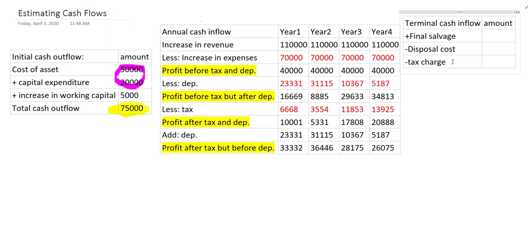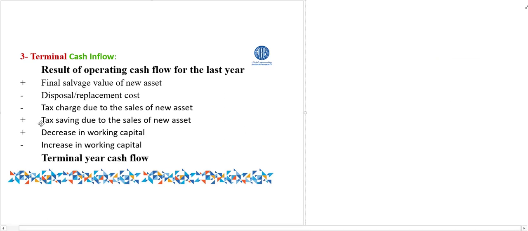Whatever is the amount, we will write down. And if there is any positive sign, if there is something like tax saving, you have to mention it in this way. Tax saving is this one. Whatever is the amount, then we'll mention it. But first of all, let us complete the formula.